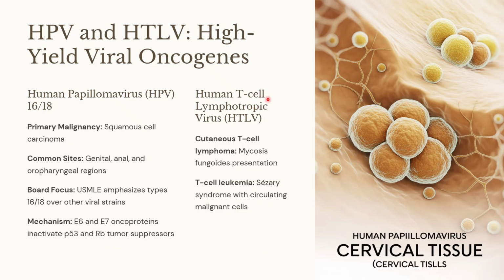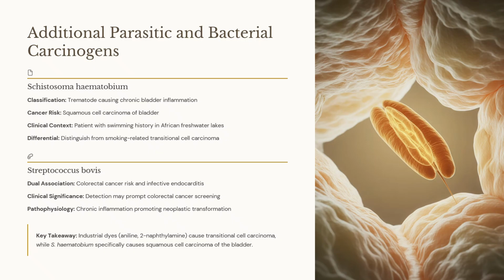What is HTLV? It is human T-cell lymphotropic virus. It can result in two types of presentation. If it is localized, that is cutaneous, then it can cause mycosis fungoides. If it is widespread, it can result in Sézary syndrome with circulating malignant cells, which are typically cerebriform nuclei. There are certain additional parasitic and bacterial carcinogens too.